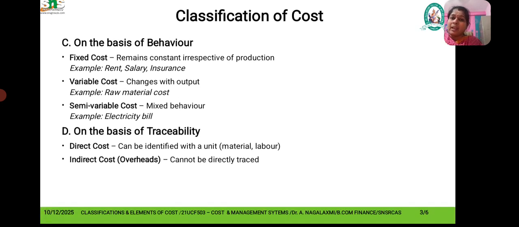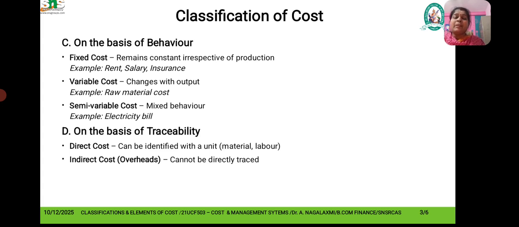Next, we are going to see the basis of behavior. The cost classification means fixed cost, variable cost, semi-variable cost. Fixed cost means it will not change for any number of productions, that is, it remains constant irrespective of production. Example: rent, salary, insurance, these come under fixed cost. So the rent paid for the building will not change with the number of production. Likewise insurance paid for the machineries, salaries paid to the employees.